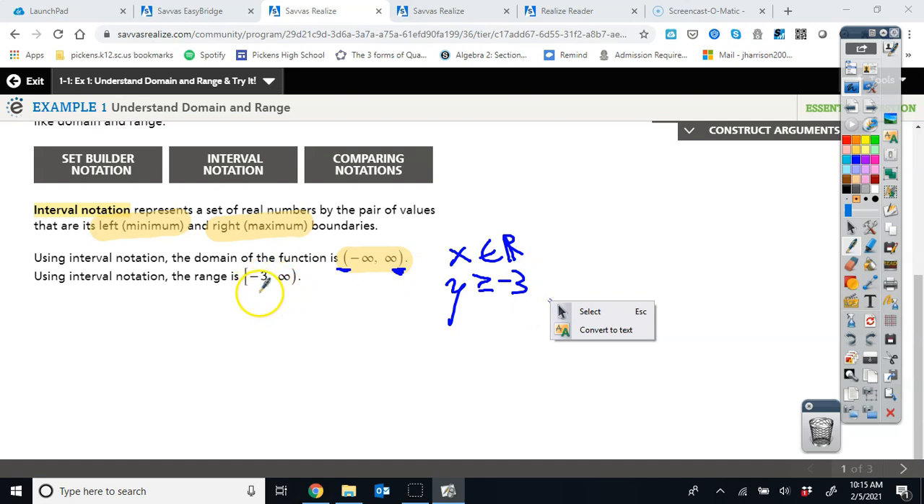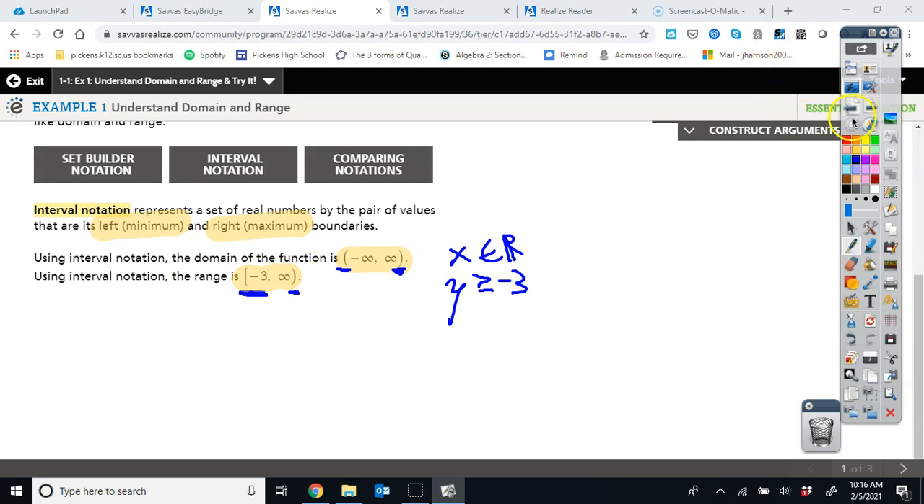It means the y values start at -3. That's why you have this little bracket. That's kind of like the equal to part. And then it ends at infinity or goes forever. Notice with the little open bracket there telling me it goes forever. So that's what it's telling me.